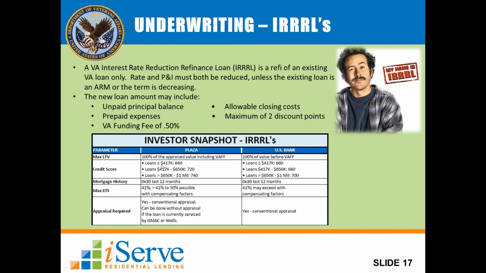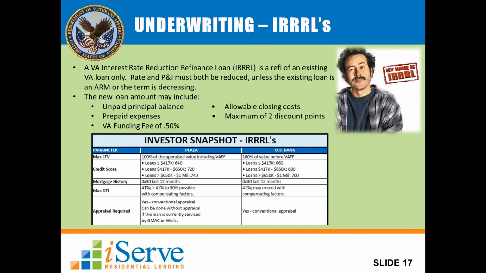Credit scores, Plaza starts out a little more leniently below 417 at 640, and then jumps up to 720 and 740 as you go up in loan size. U.S. Bank starts a little bit stricter at 660, but then they are more flexible with their credit scores as your loans get bigger. In all cases, no lates in the last 12 months on their mortgage history.